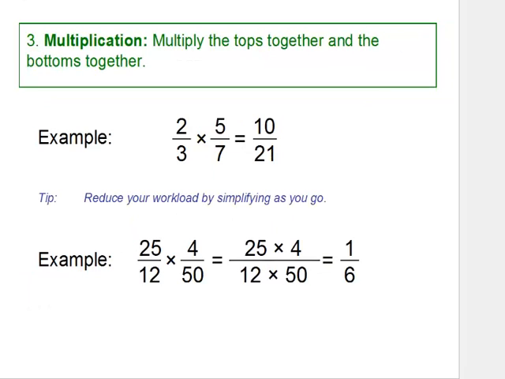Multiplication, you do not have to create a common denominator. You just go ahead and multiply across the top, you multiply across the bottom. Straight across, and you've got your new top and bottom.